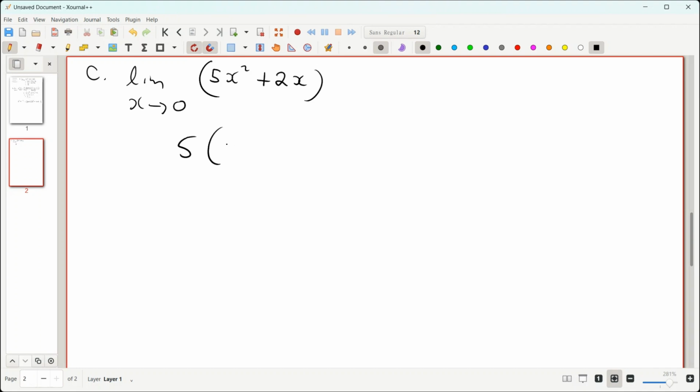In the place of x, we just put 0, we square this, and then here too, we just put 0 in the place of x. So this is 0, and this will be 0. So our final answer will be 0, okay?